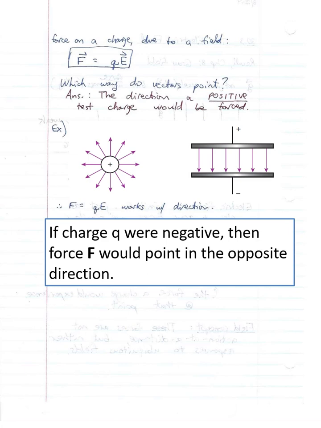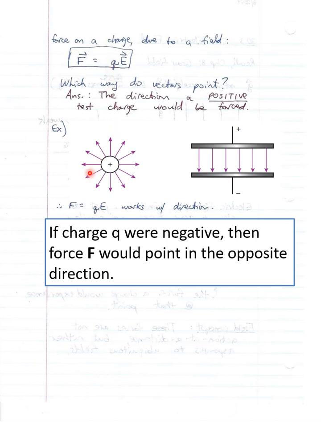Now let's think about which way the vectors point. The answer is the direction that a positive test charge would be forced. So if you think about on the left is a picture of a point charge with its electric field emanating from it. These electric field vectors, they point in the direction that a positive charge, if placed in the vicinity, would be forced. So if we put a positive charge right where my pointer is, then it will be repelled from the central point and it'll be forced upward.